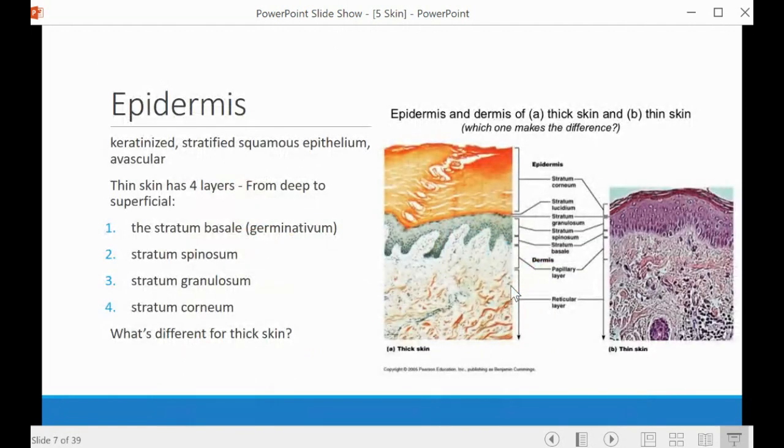Okay? So let's talk about that epidermis. Well, the epidermis is keratinized, stratified squamous epithelium. Stratified, again, means stacked up. Squamous is our pancake shape, epithelium. And it is avascular. Avascular means that there are no blood vessels in this layer of our skin. The thin skin has 4 layers. What's thin skin and what's thick skin? Let's get to that in a second. Okay. Thin skin is going to be found all over your body.